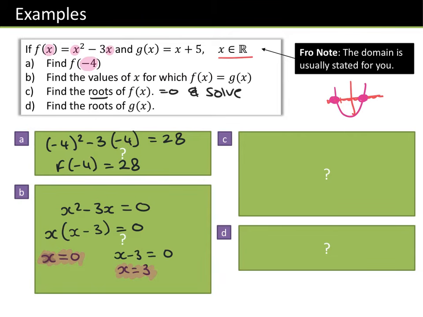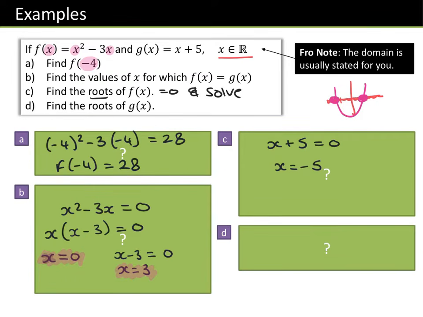Then it says, find the roots of g of x. So again, when we're finding roots, you put it equal to 0 and solve it. So x plus 5 equals 0. So x must equal minus 5. Nice and simple. It's only got one root.